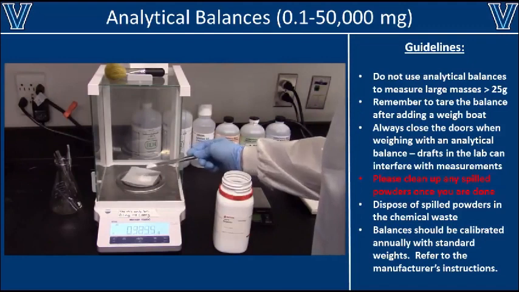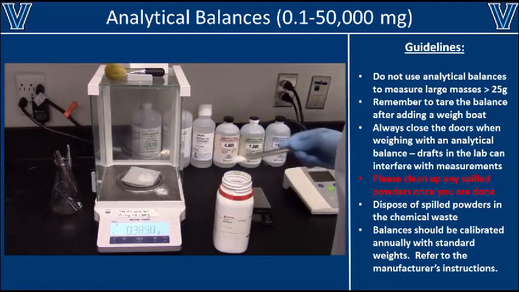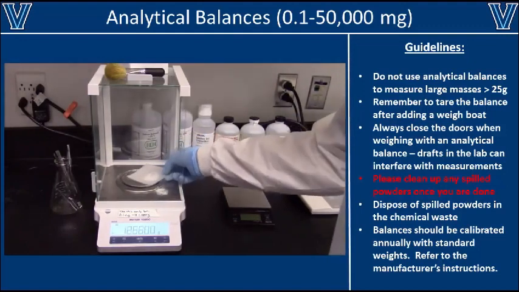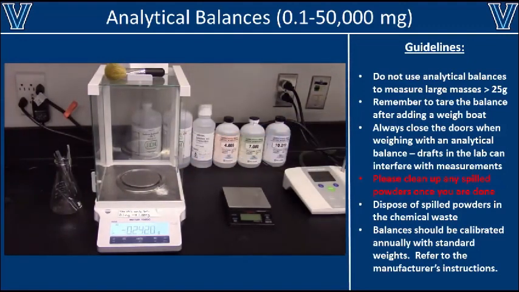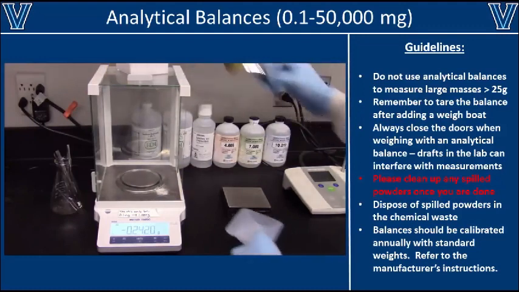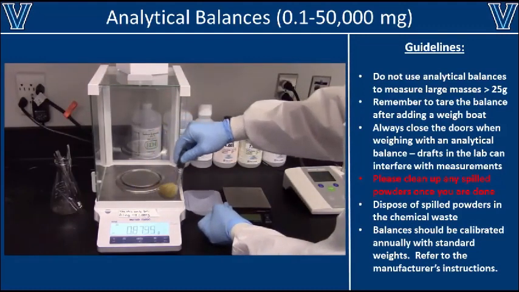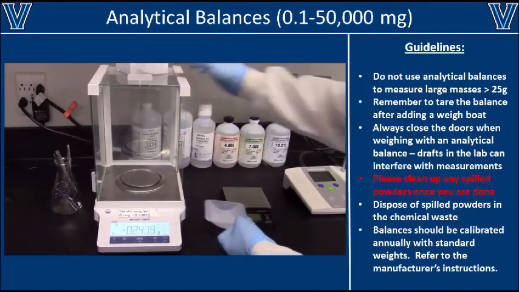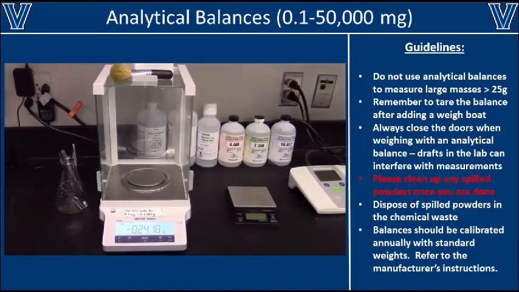If you are ever weighing out a chemical and you accidentally spill some of it on the balance or bench, you'll need to clean it up immediately. Begin by removing your weighed out chemical from the balance. Then use a brush to clean up any spilt powder or crystals. Once you have it all cleaned up, make sure you properly dispose of the chemical.